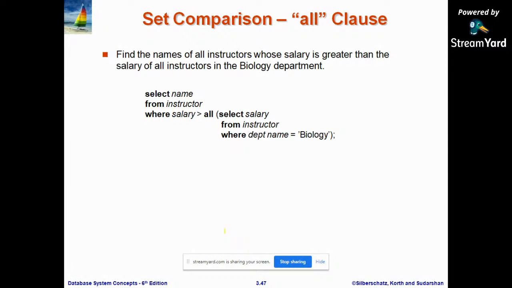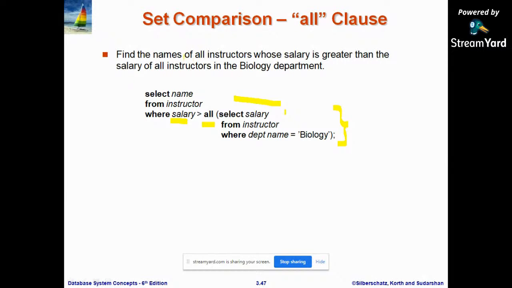Then you have to check for all. The all will be checking for all the entries. In this example, look at the subquery: select salary from instructor where department name is biology. It will give you a set of salaries from the biology department. Now you would like to check for a salary which is greater than all the salaries in this set. So you have to use all.